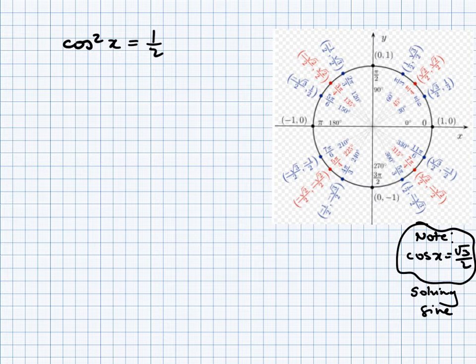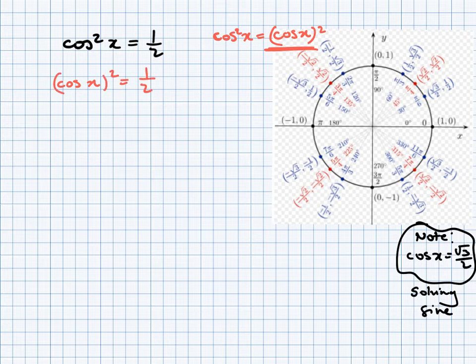Here also what I would like you to note is that cos to the power of 2x is actually the same as cos x and everything to the power of 2. So often I deal with this expression because it's easier for me not to make mistakes. For that reason, I'm just going to rewrite this: cos of x, everything to the power of 2, is equal to half.